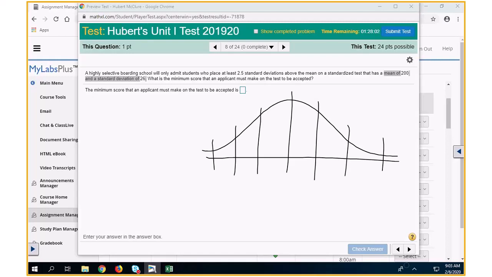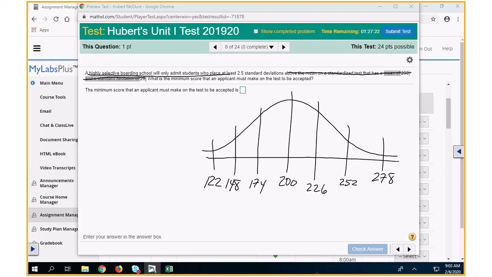Where is it? 226. 200, 226, 252, and 278. Y'all check me. And give me the three on the left. 174. 188. I'm sorry, what's the one on the left? 174. And 122. All right, that takes care of all of that right there.